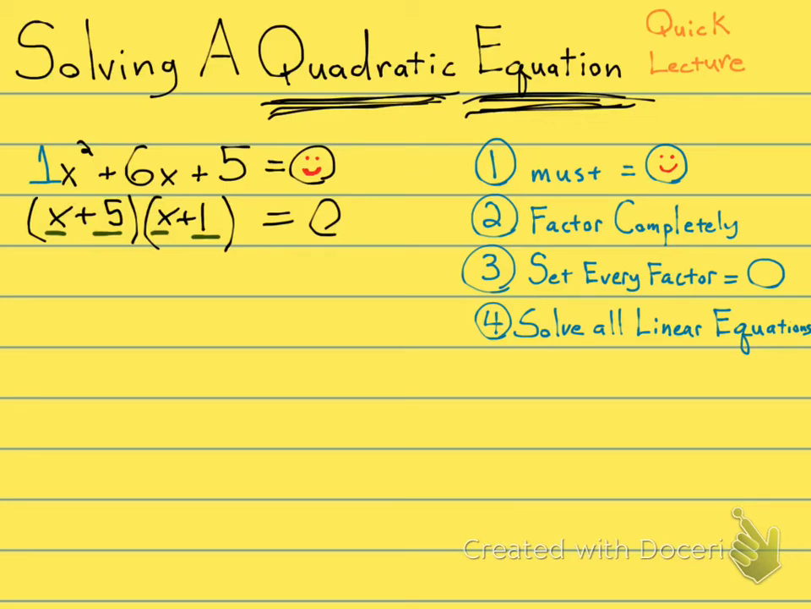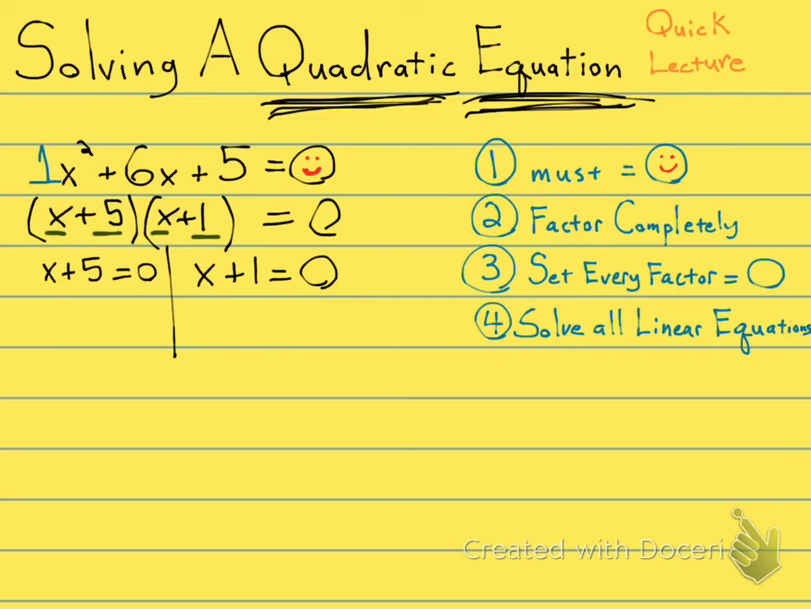Okay, let's continue with quadratic equation. Step 3, set every factor equal to 0. Now, for this case, if this thing is 0, right, 0 times anything is 0. Well, what if this one's 0? 0 times anything is 0. So either one of your factors could be 0. So we set them both equal to 0. X plus 5 equals 0. X plus 1 equals 0. And now I have 2 linear equations. Okay, this one's linear, this one's linear. I know they're linear because my exponent is a 1, not a 2.